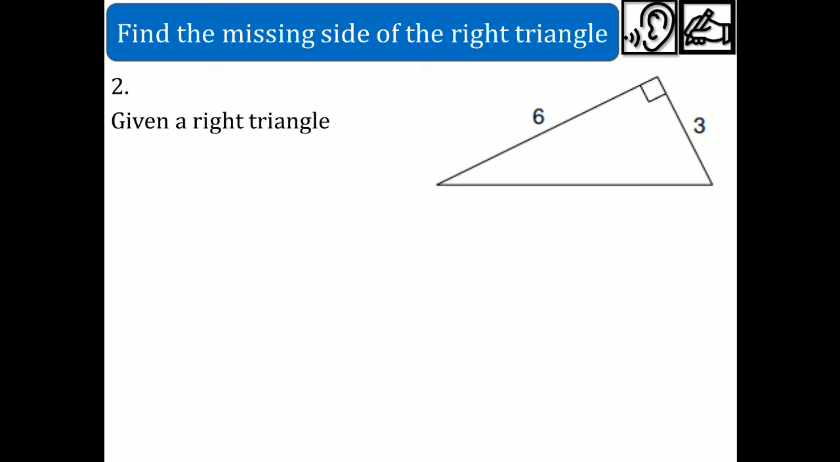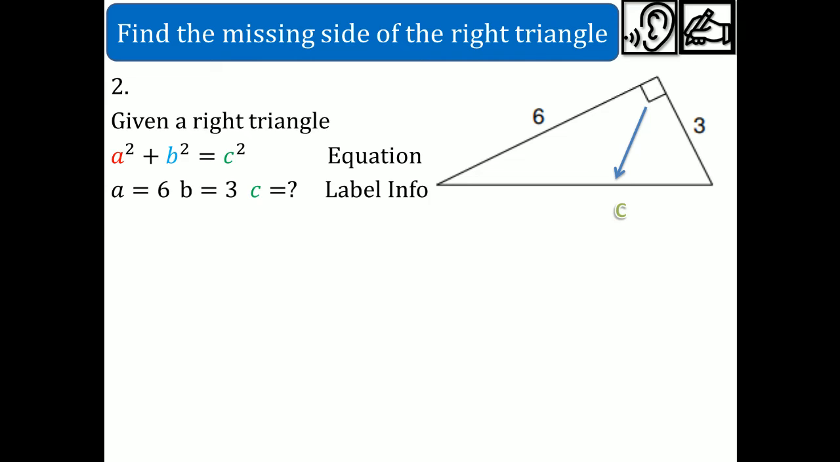For number 2, given a right triangle, we know this is a right triangle again because of that box. Here's our equation for any right triangle: a squared plus b squared equals c squared. Draw the arrow from the box to the opposite side and label it c. Now we can label our information. A equals 6, b equals 3, and c equals our unknown. Make the substitution in. A goes in for 6, b goes in for 3. So you get 6 squared plus 3 squared equals c squared.